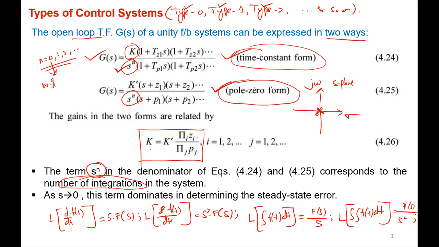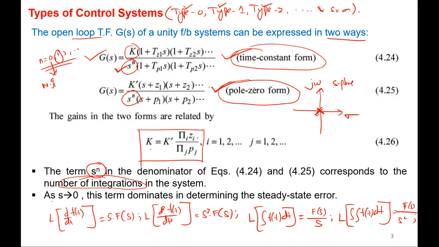Type 1 system means one integration is involved. Type 2 system has two integrations, and so on, right? Based on the power of n, the number of poles located at the origin, we can classify the system as type 0, type 1, and it corresponds to the number of integrations in the system, right?